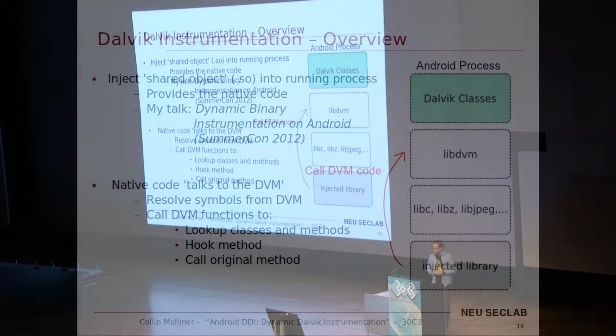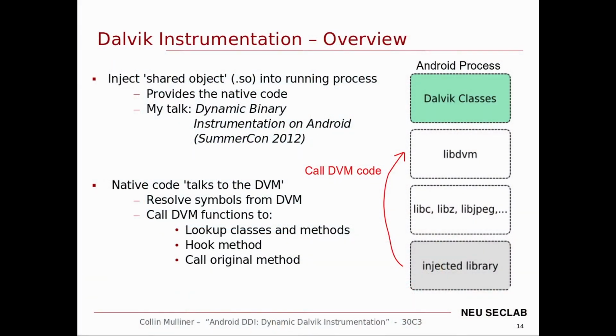So how does the actual instrumentation work? The actual instrumentation is based on injecting a shared object, on Linux just a .so file, into the running process. And this shared object provides some very basic native code. This native code hooks into the DVM or talks to the DVM. It resolves a bunch of methods, like resolving classes. And it provides the functionality to hook methods and call original methods. So this is our basic process again, but this time we have already added our own code.